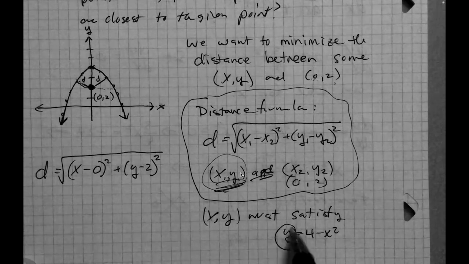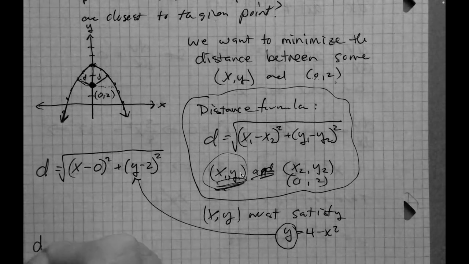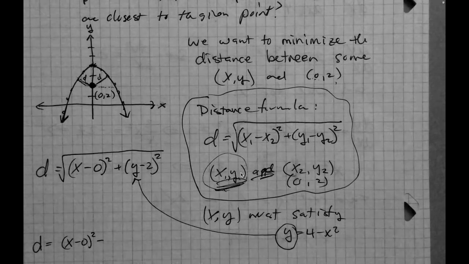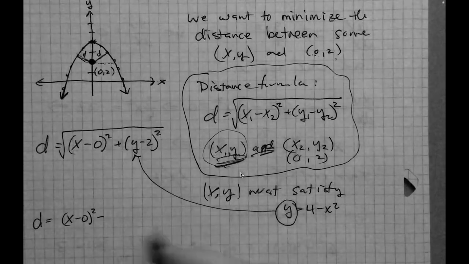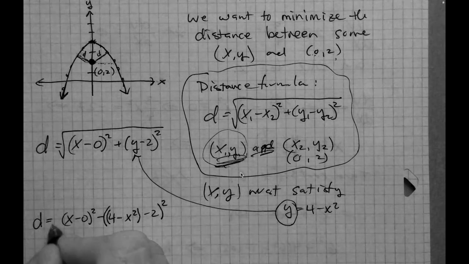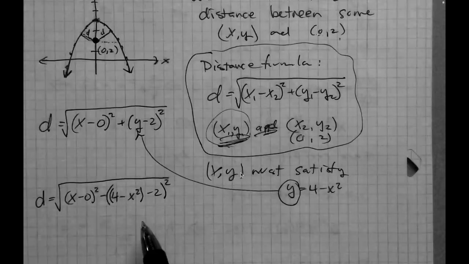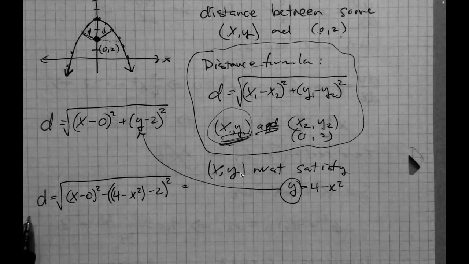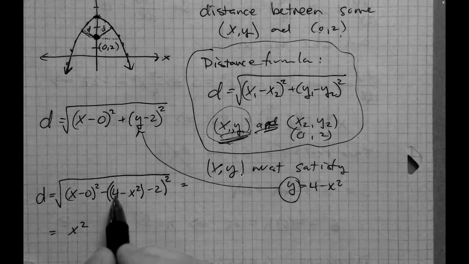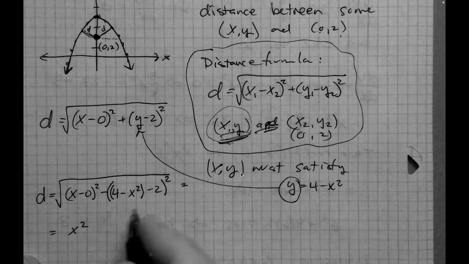So let's plug this in for y here, and that would be a way of kind of baking in that constraint. Okay, so what we'll use is D equals x minus 0. I'm going to leave the 0 there just for now so people can follow exactly what I've done. Now instead of y, we're going to put 4 minus x squared in there. So all we did was we took the y here and just plugged in 4 minus x squared. Now we can go ahead and simplify this expression. And so when we do that, we get x squared, and then here you're going to have 4 minus x squared minus 2. And so that's just going to be 2 minus x squared.